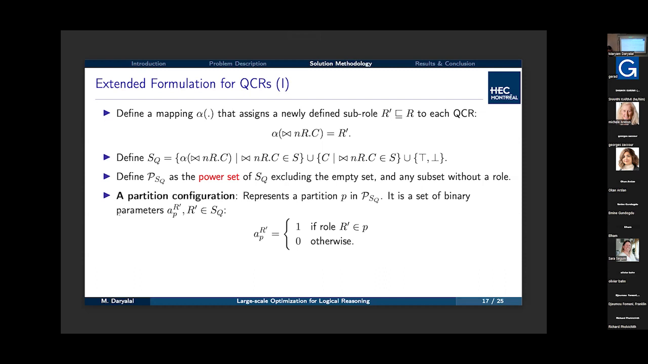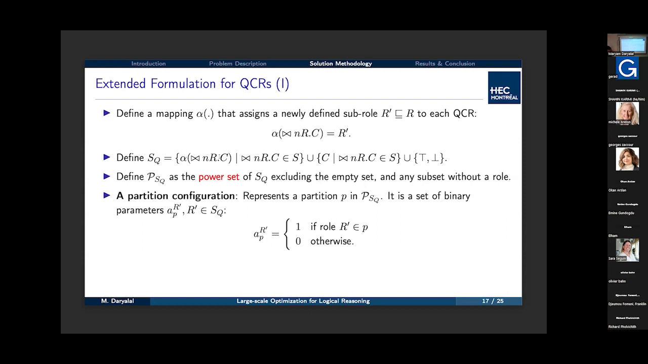And now, because I want to define the extended formulation, I'm going to define this thing that I call a partition configuration. This is what my pricing problem is going to find. A partition configuration represents a partition. I'm not going to consider all of those partitions in the power set at the same time. I'm going to implicitly enumerate them. I'm going to gradually build them as I go, as needed.